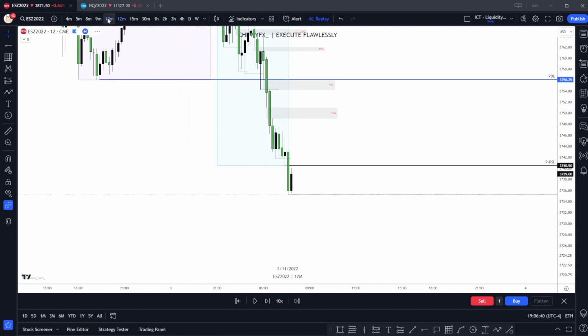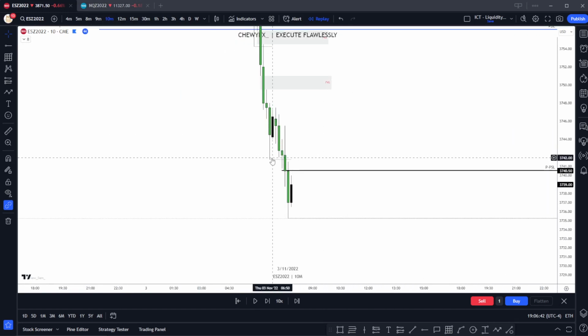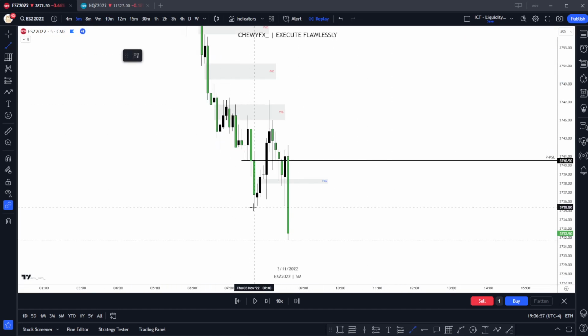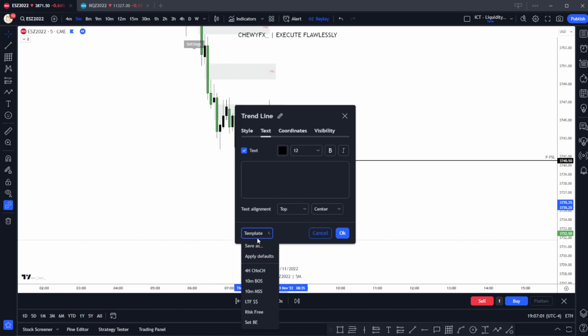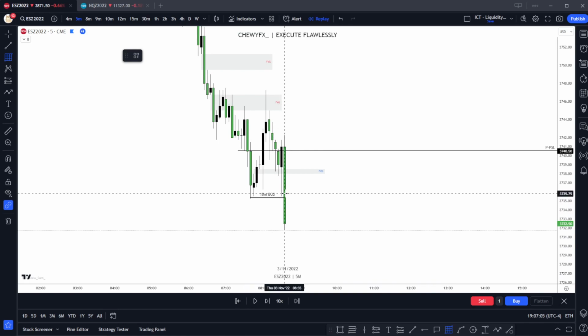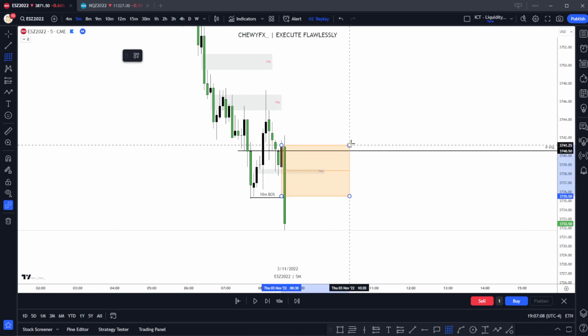Okay, so we go in the 10-minute. We add a break of structure here. If we have at least a little range here, this will be the low we need to take out for another market structure shift. Okay, if we go down to our 5-minute time frame now, we can see that this is our 10-minute break of structure. So this would be a valid sell that we can take from this order block.